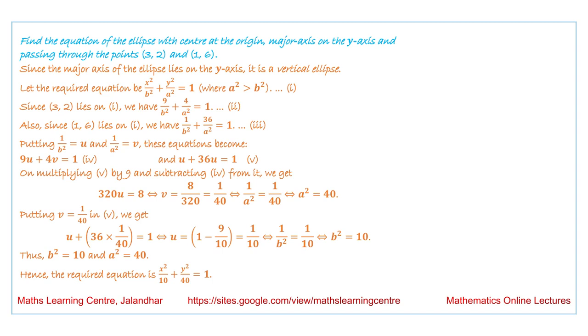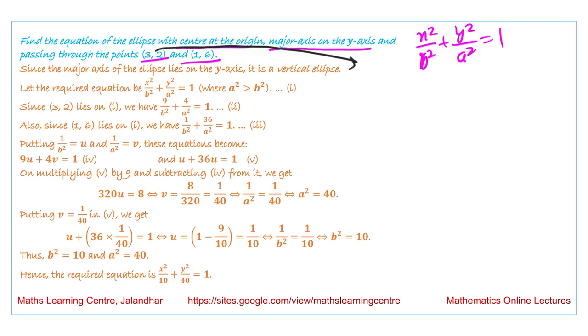Next is find the equation of the ellipse with the center at the origin. Major axis on the y-axis. It is a vertical ellipse. It is x square over b square plus y square over a square is equal to 1. And passing through the points 3, 2 and 1, 6. So when it is passing through these 2 points, we will have 2 equations. First is 9 over b square plus 4 over a square is equal to 1. Second is 1 over b square plus 36 over a square is equal to 1.